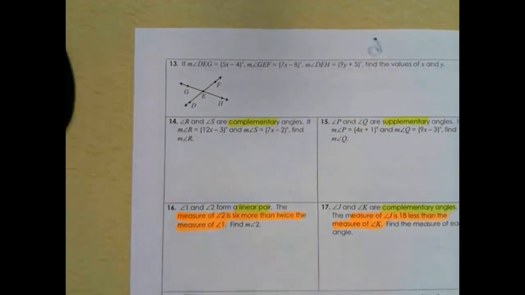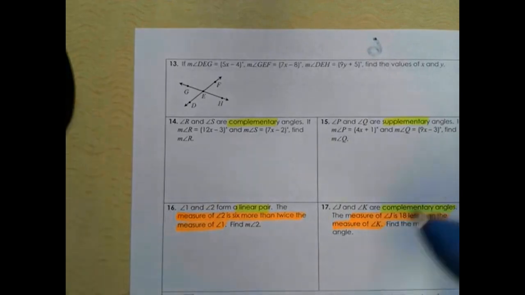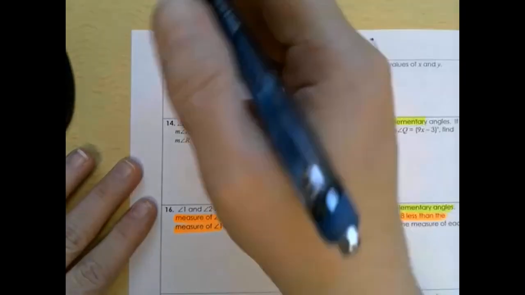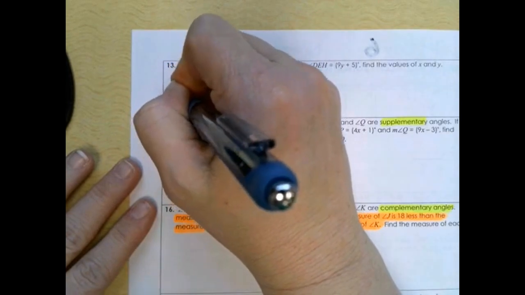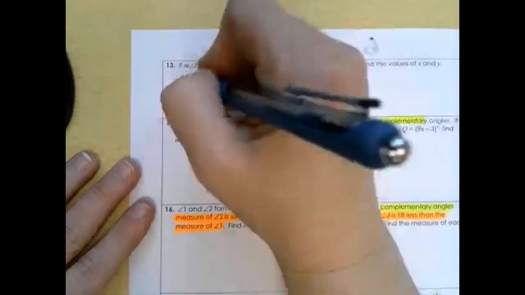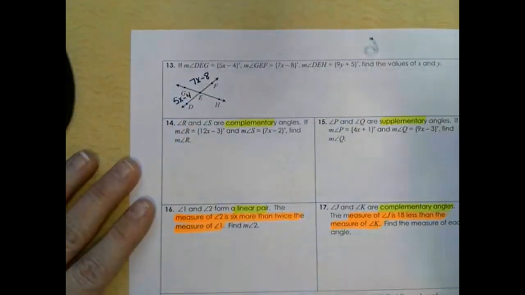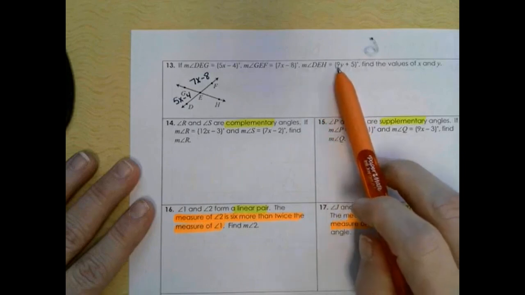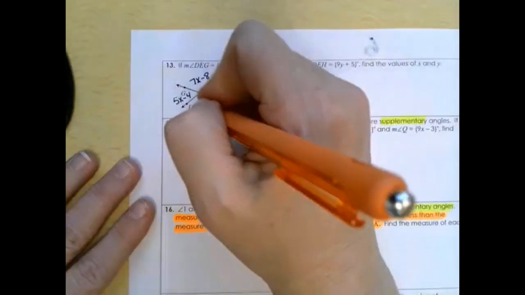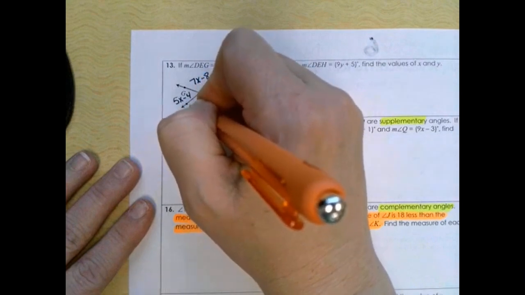Now, number 13 is an unusual problem because it's going to have x's and y's. Let's label our diagram first. Angle DEG is 5x minus 4. That goes here. Angle GEF is 7x minus 8. And then I'm going to put in orange angle DEH, which is 9y plus 5. I'm just putting it in orange so I can point it out to you. You can use pencil, no big deal.